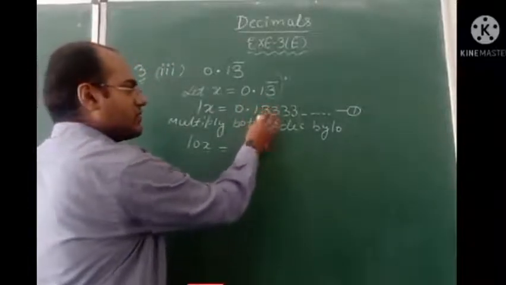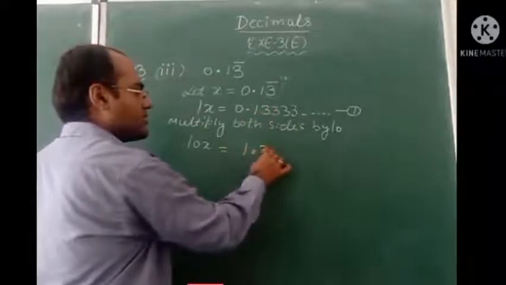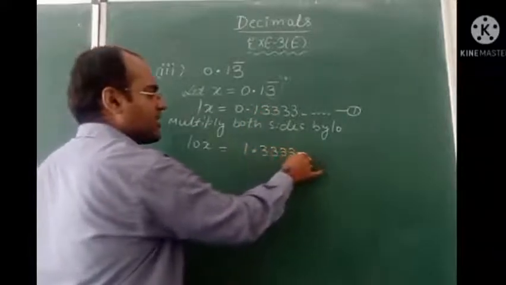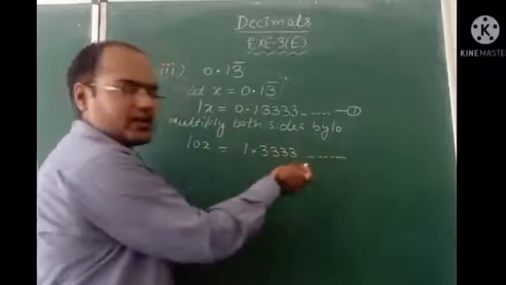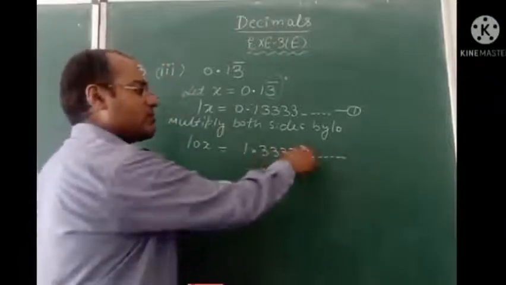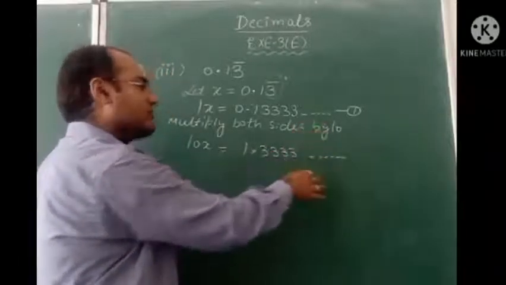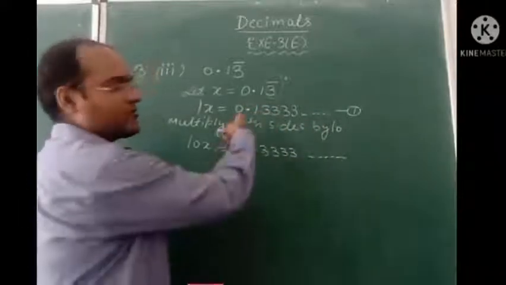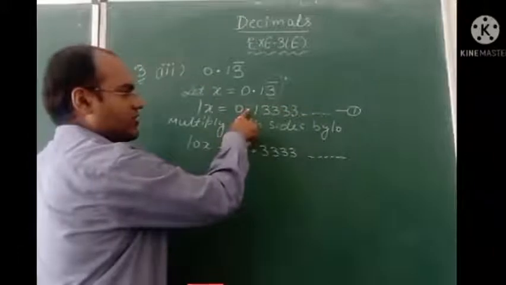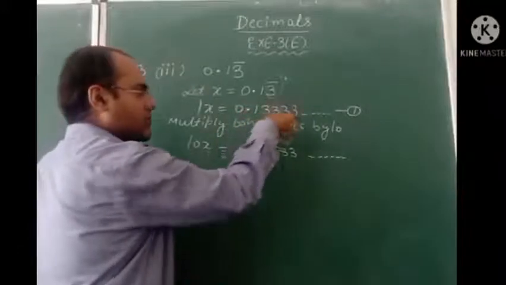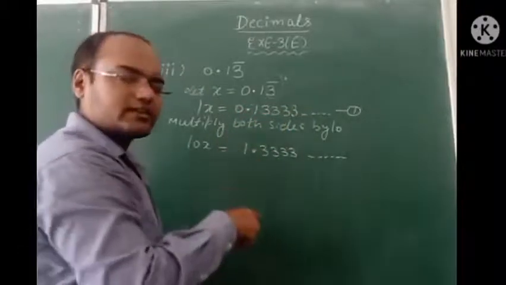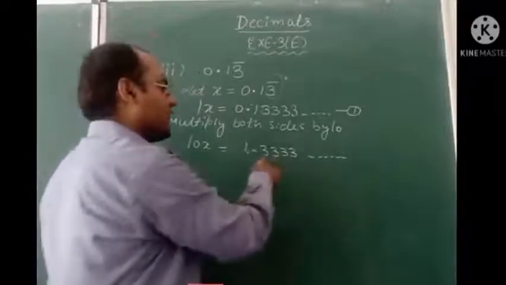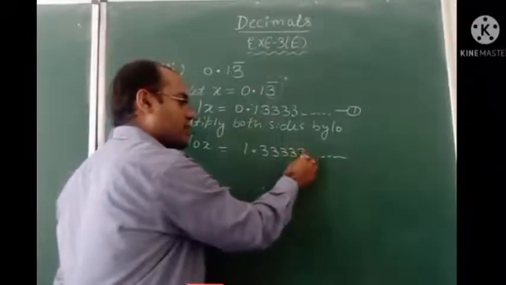So this will become 1.3333 and so on. This is a recurring decimal. That means 3 will keep on coming like that only. So after the decimal, how many digits had I written here in equation number 1? After the decimal, 1, 2, 3, 4, 5. So in this also, after the decimal you have to write 5 digits: 1, 2, 3, 4, and one more you can write, 3.